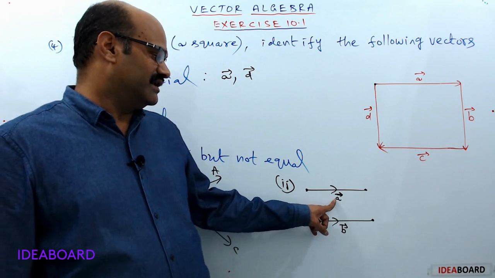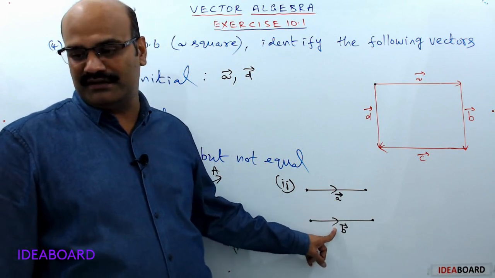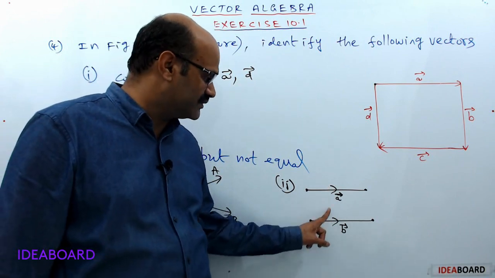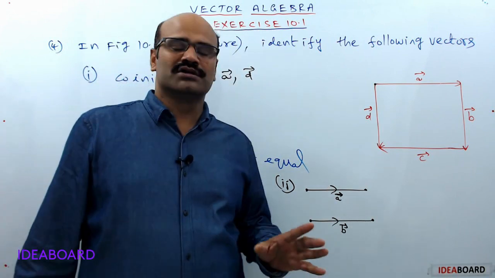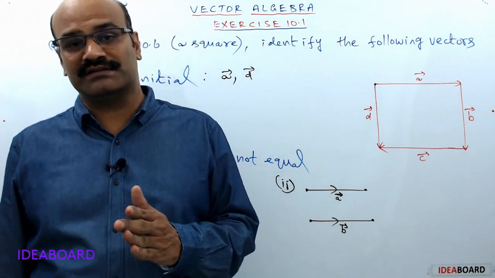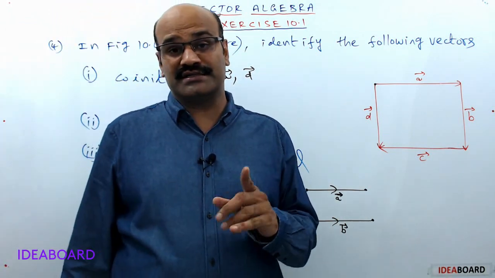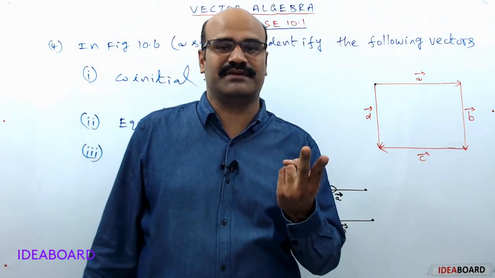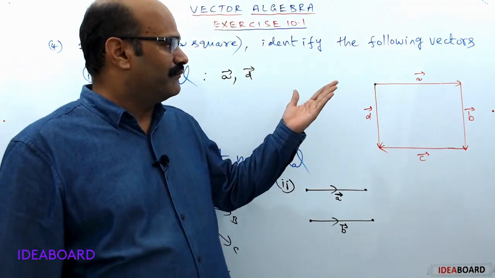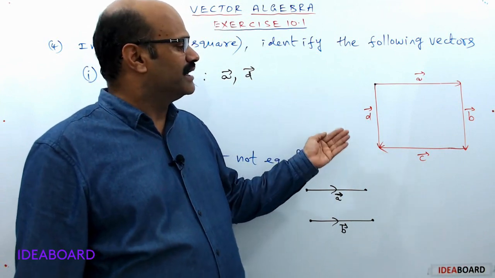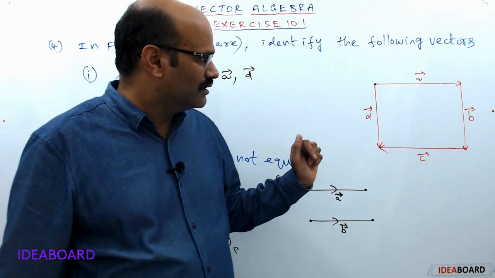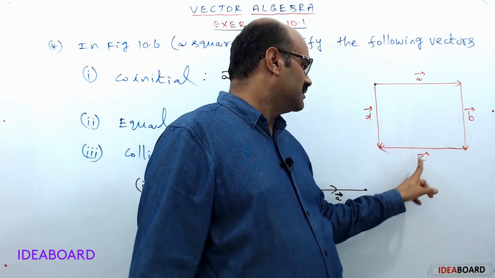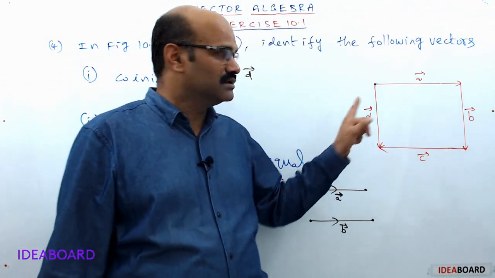The length of vector A and vector B is the same, so we say that these two vectors are equal vectors. Whenever you want to verify equal vectors, you have to verify two conditions. One is that the magnitude must be the same, and the second is that the direction must be the same. So from the diagram we have to identify whether vector A and vector C have the same direction or not.